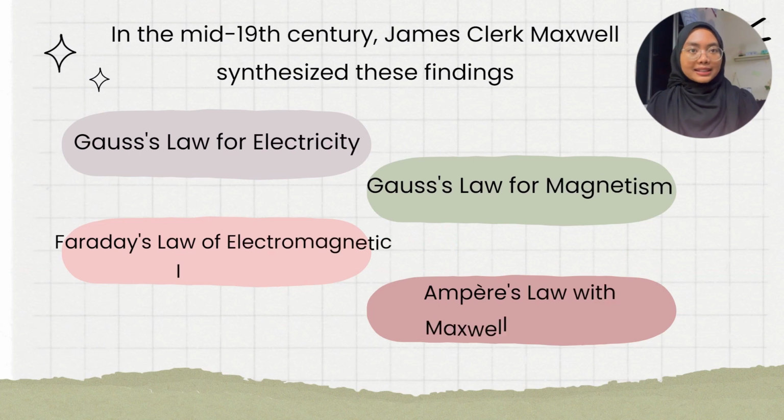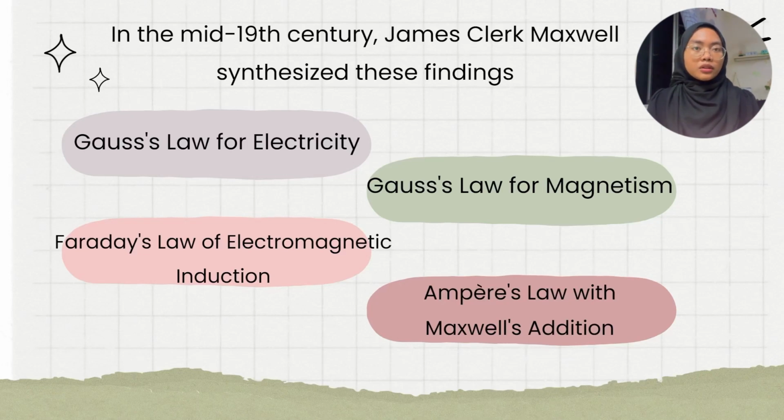In the mid-19th century, James Clerk Maxwell synthesized these findings and developed a set of equations that describe the behavior of electric and magnetic fields. Maxwell's equations were completed in the 1890s, and these are a set of 4 fundamental equations. So, the first is Gauss' law for electricity, Gauss' law for magnetism, Faraday's law of electromagnetic induction, and Ampère's law with Maxwell's addition.